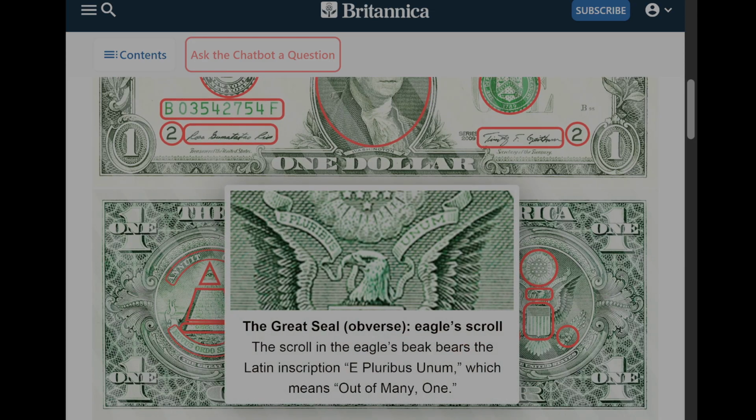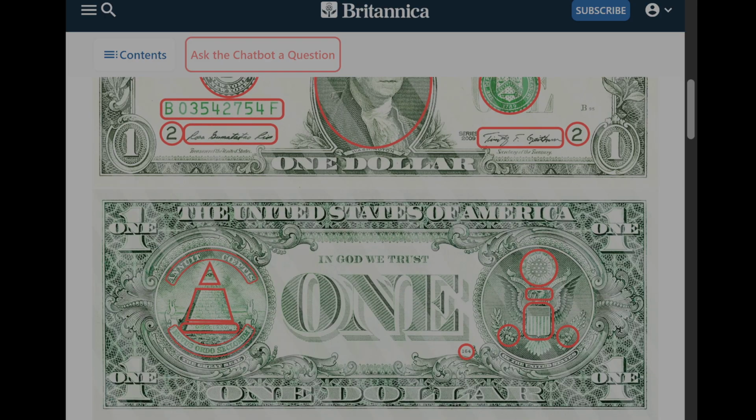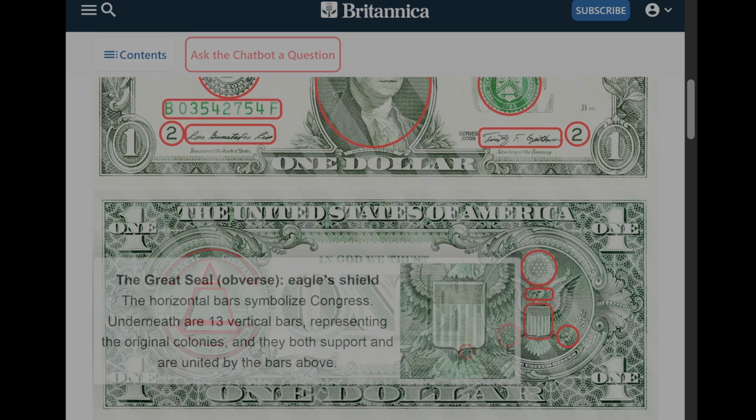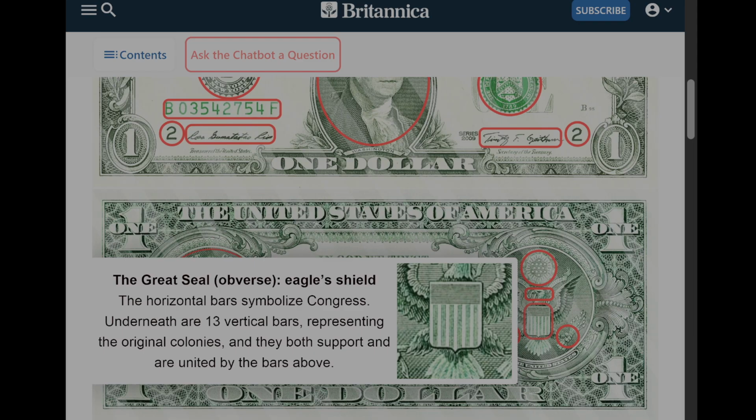The Great Seal. Observe. Eagle's scroll. The scroll in the eagle's beak bears the Latin inscription E pluribus unum, which means out of many, one. Out of many, one. Think about that. Open your mind, people. Okay, I did that one. Moving on.